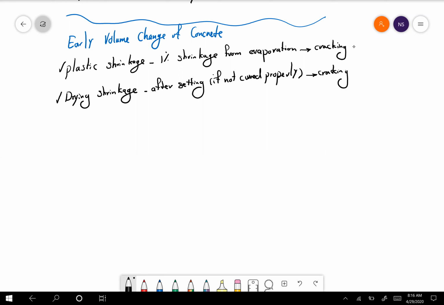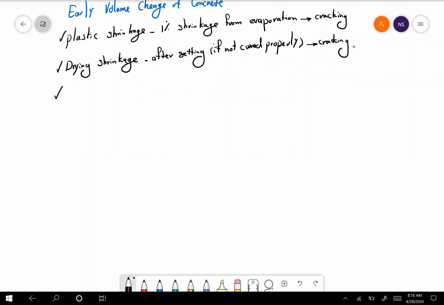And then, if you continue the wetting process continuously, you will have a very slight amount of swelling in your concrete, and that's something that you don't want to have in the finished concrete surface or in terms of volume change.